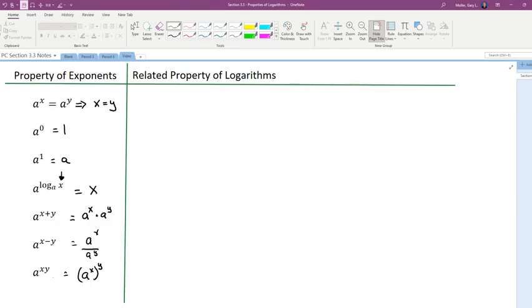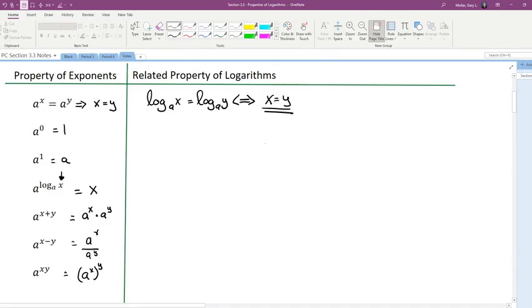All right, so each of these exponent rules has a related logarithm rule. Let's take a look at some logarithm properties here. If I have log base a of x equals log base a of y, then just like with the exponents, if I'm taking log base a of two different numbers and they're equal, then the only way that would be possible is if the two numbers themselves were equal.